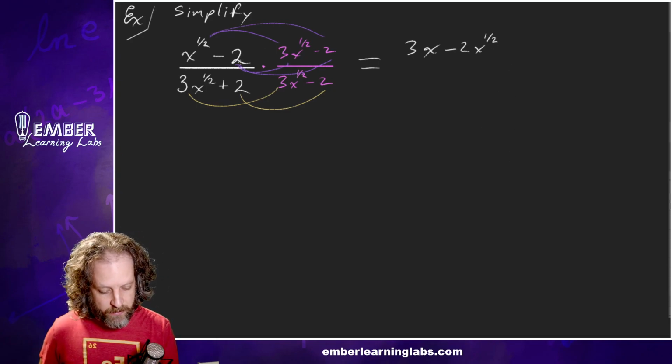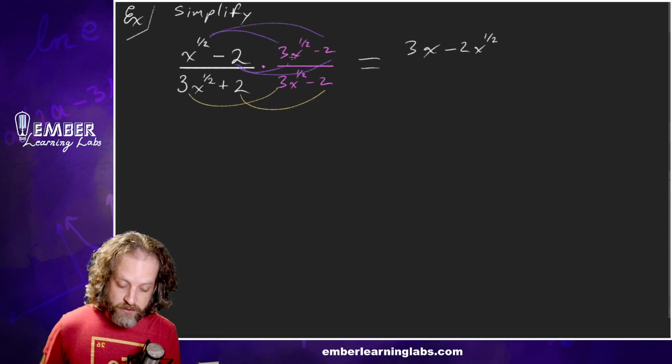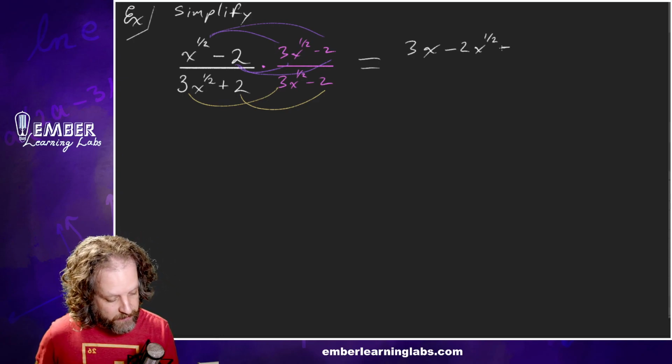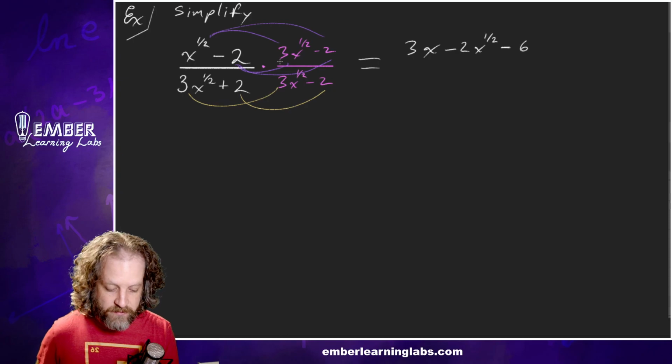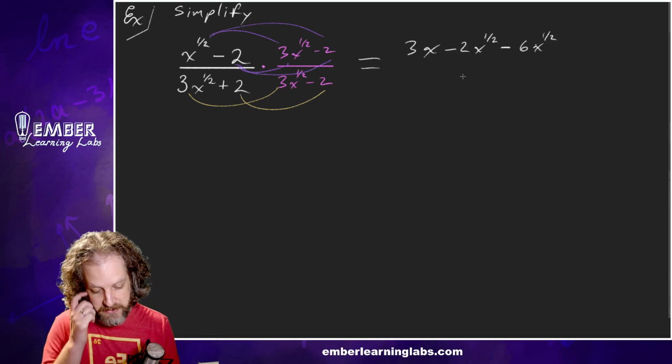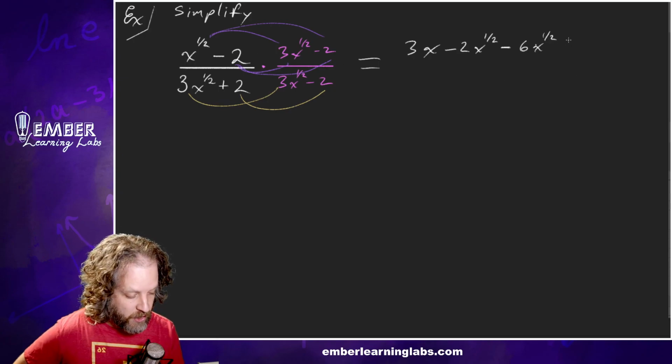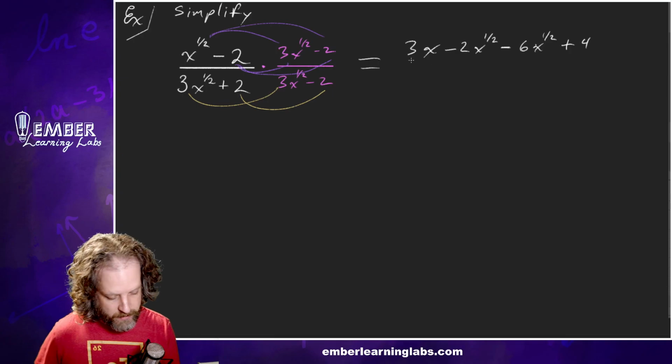All right, now then we've got -2 times 3x to the 1/2, so that's -6x to the 1/2, because -2 times 3 is -6. There's nothing to combine with, so it stays there. And then -2 times -2 would be +4, right?